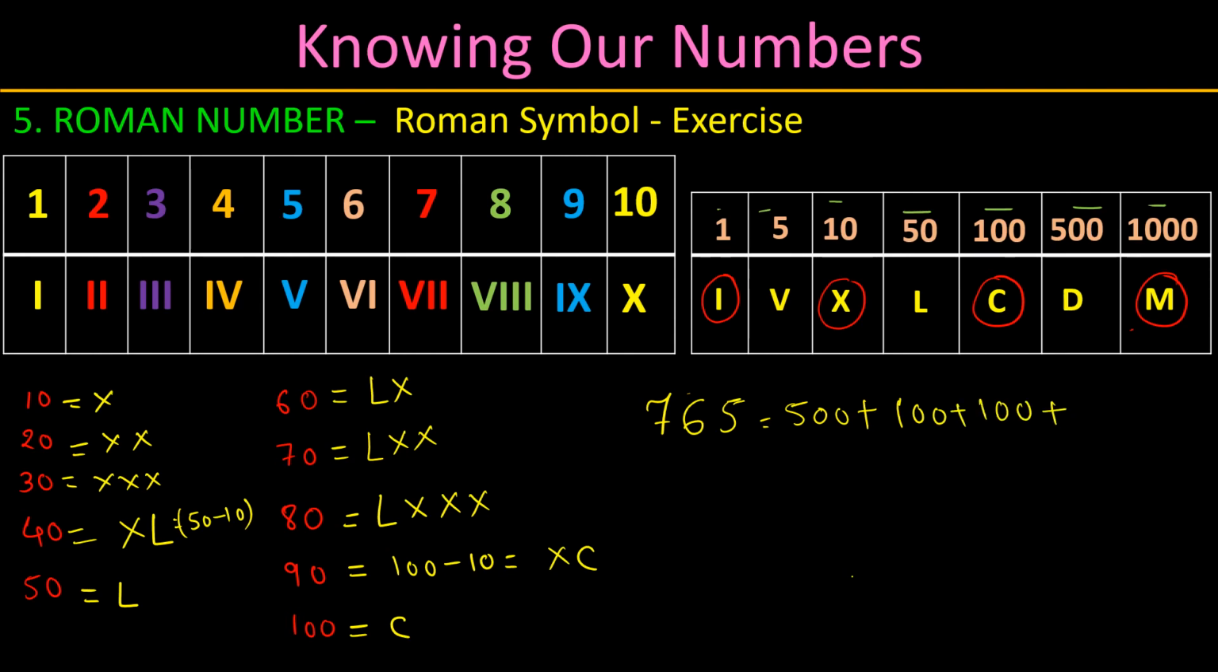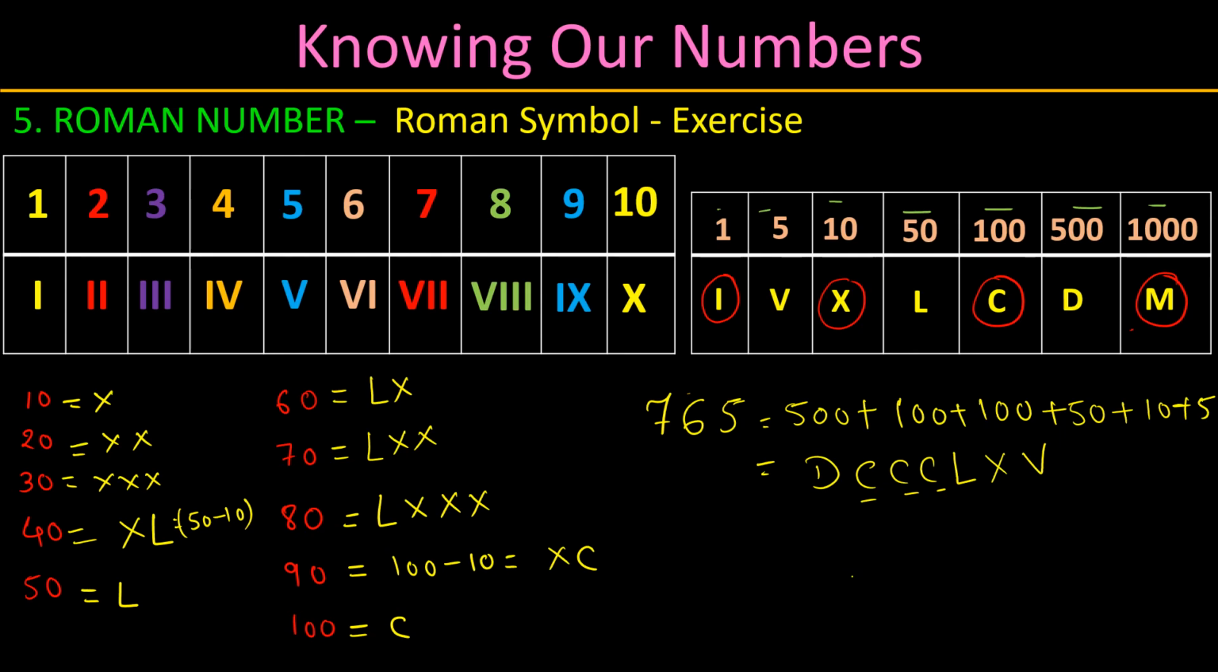Let's put 50, 750, plus 10, 760, plus 5. Let's put here 500 is D, and C can be written 3 times because this is repeated. Whatever you see circled in red, that is repeated, so 3 times we can repeat. After that we can use the 50 number, which is L, then X, then V. This is the number 765.